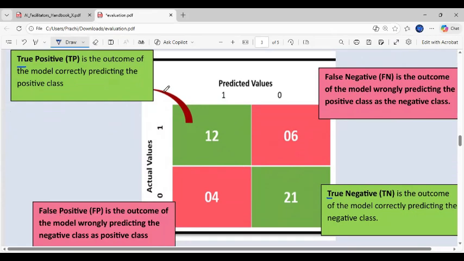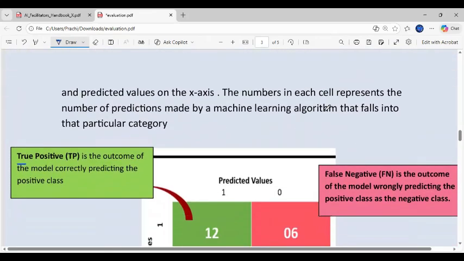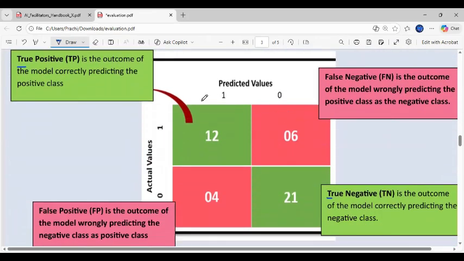As we have just now referred, predicted values are given along the x-axis, so this is the x-axis. We are giving predicted values along this and actual values along this y-axis. Predicted values and actual values are always referred to in terms of 0 and 1. 0 means the answer is false, 1 means the answer is true. Similarly, here the actual answer is true and the actual answer is false is given over here.